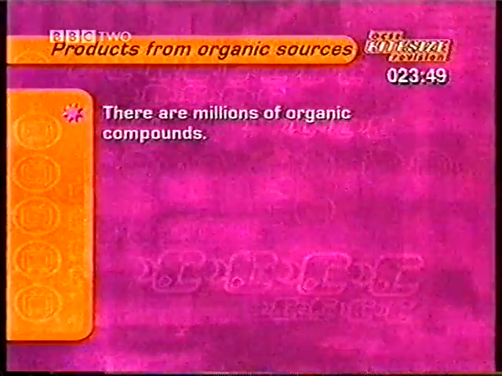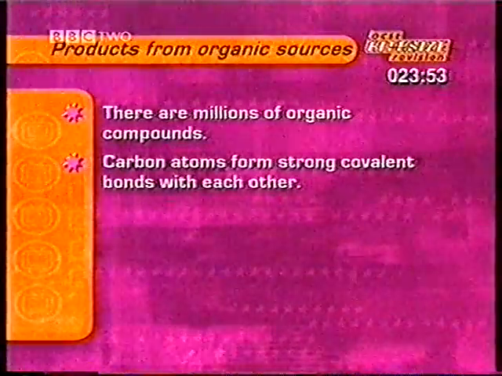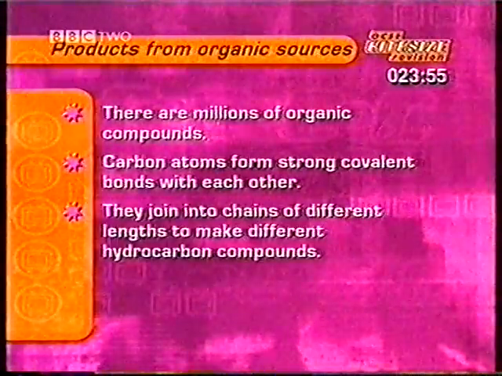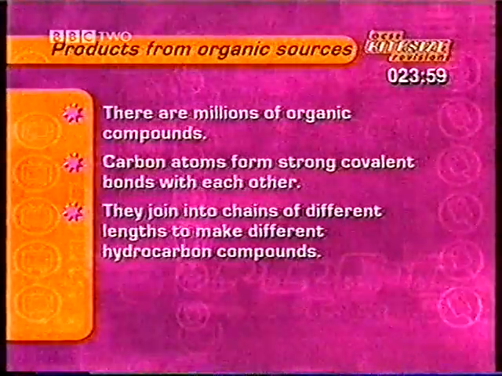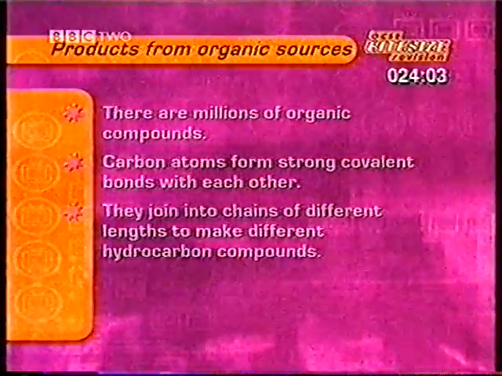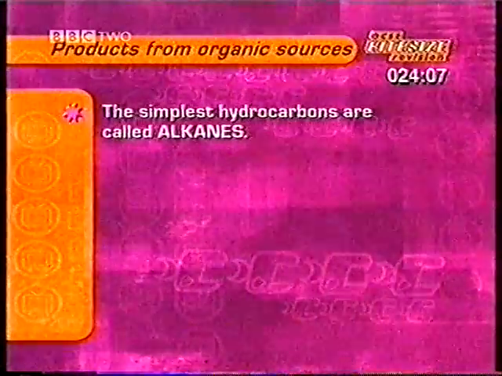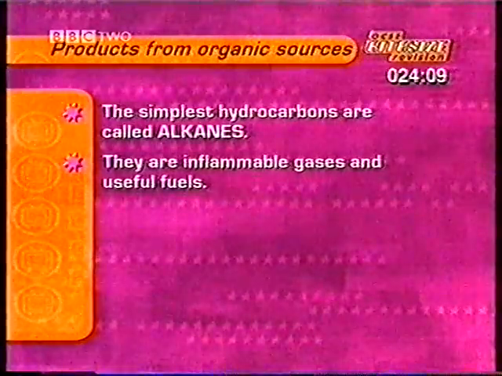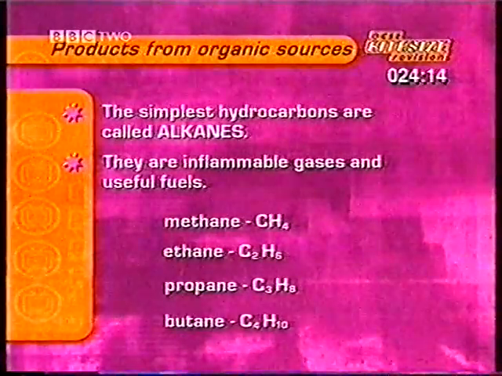In nature, there are millions of organic compounds. That's because carbon atoms can form strong covalent bonds with each other. They can also join together easily to form chains of different lengths to make many different hydrocarbon compounds. The simplest forms of hydrocarbons are called alkanes. They're all inflammable gases and useful fuels, such as methane, ethane, propane, and butane.